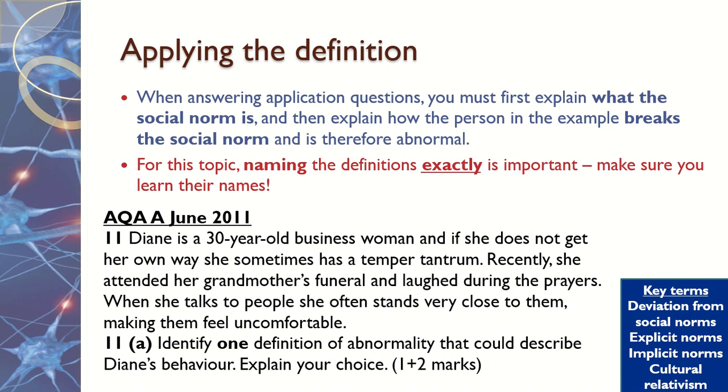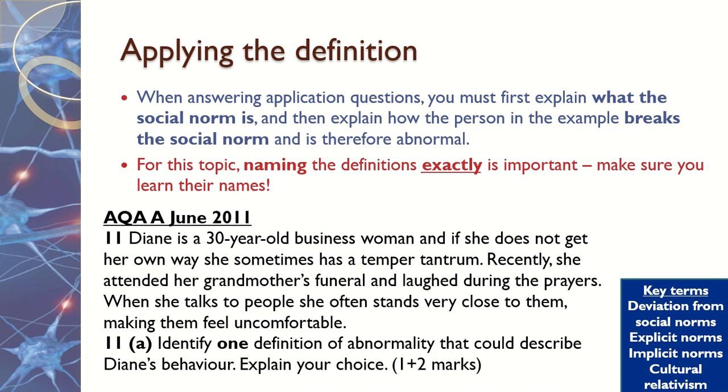So when you're answering application questions for this type of question, you need to explain what the social norm is. So you need to explain the definition of a social norm and how that person breaks the social norm and is therefore abnormal. Naming the definitions is important, so you must use the correct title. So you must say deviation from social norms.